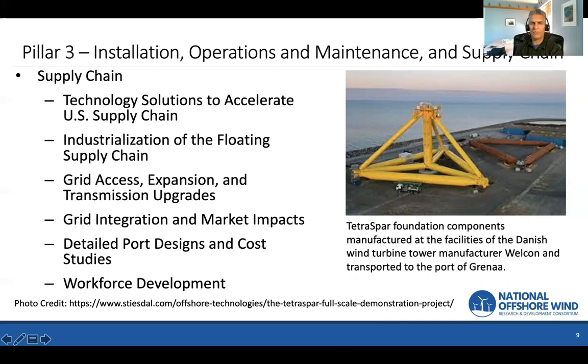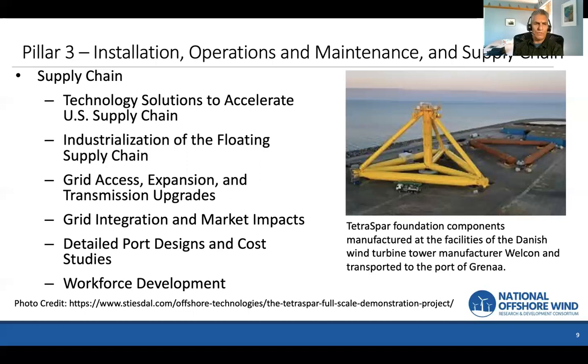Right now, every project in the floating industry has been a one-off facility. The picture on the right is of the Stiesdal TetraSpar Foundation that's being assembled in Denmark. This is an example of a technology that Henrik Stiesdal has been talking about for several years, where the components in this system can be manufactured at a fairly large number of different facilities and shipped to a place where it's assembled, so that the vendor base can be expanded and the costs can come down.